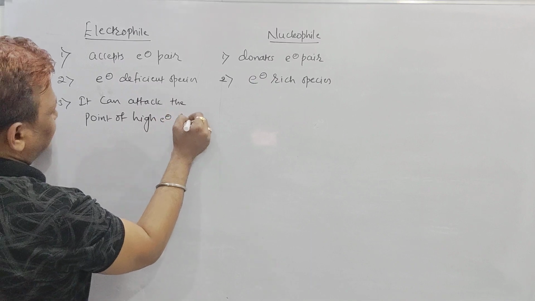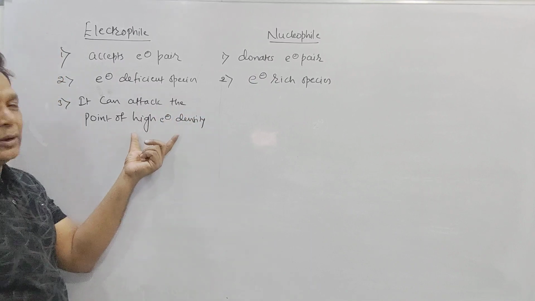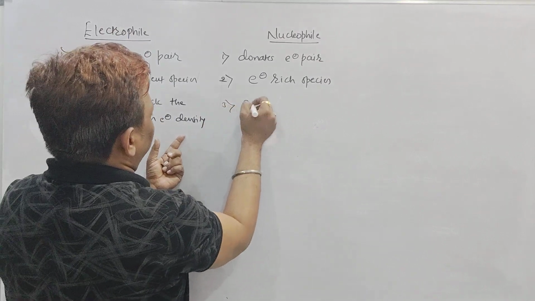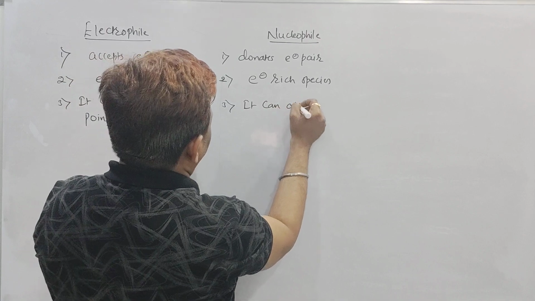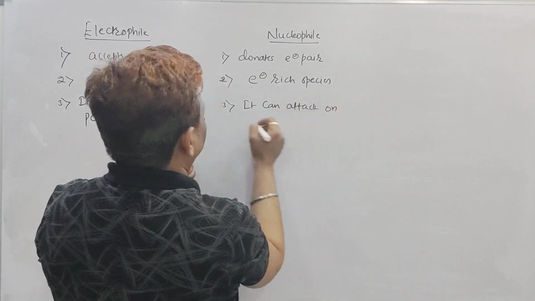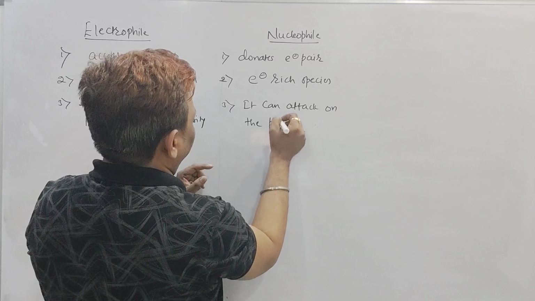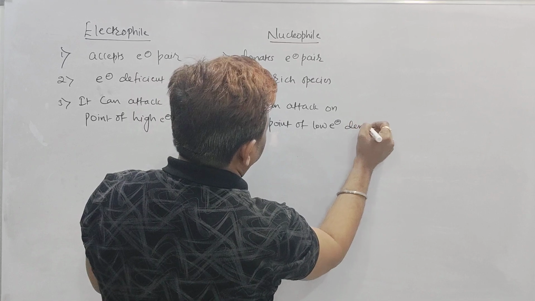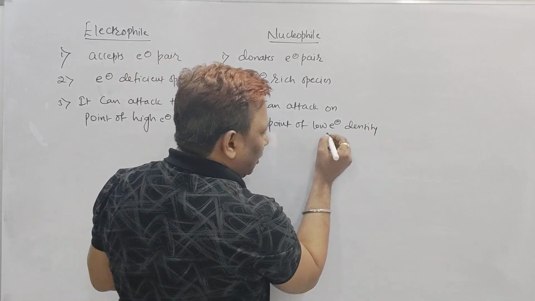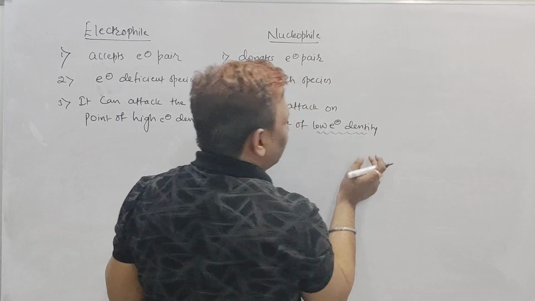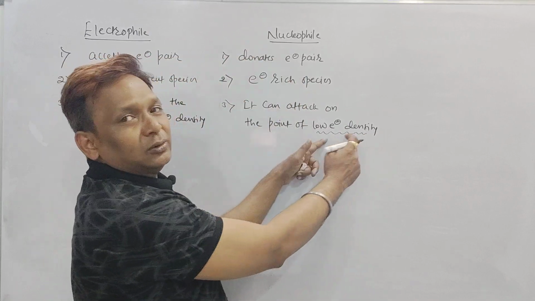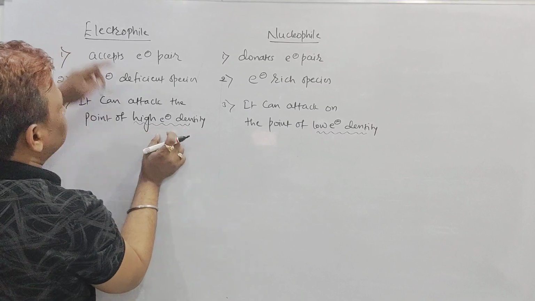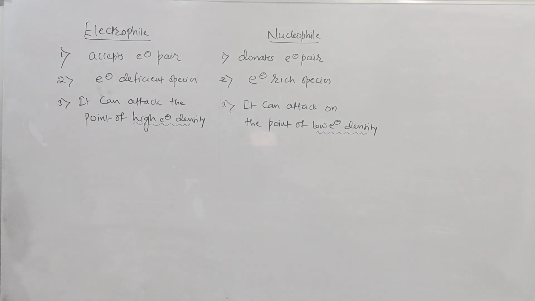But a high electron density means obviously negatively charged species is there, and on that negatively charged species the electrophile will attack. But here it can attack on the point of low electron density. Remember beta, low electron density means positively charged. On the positive part the nucleophile is going to attack. High electron density means negatively charged. On the negative charge the electrophile, positive charge, is going to attack over it.